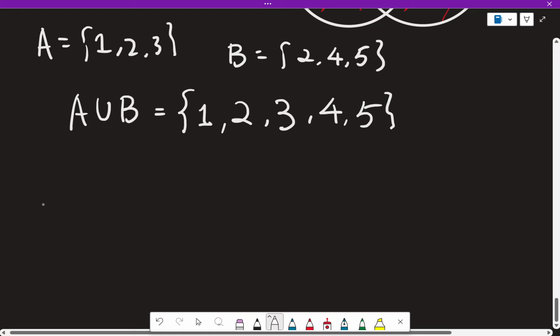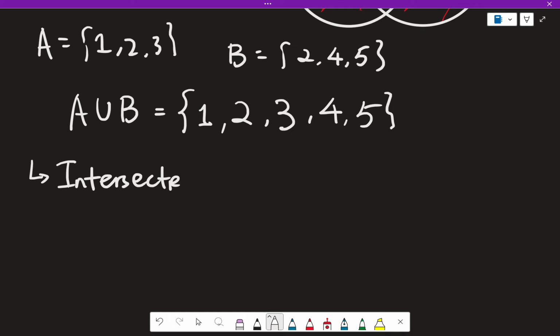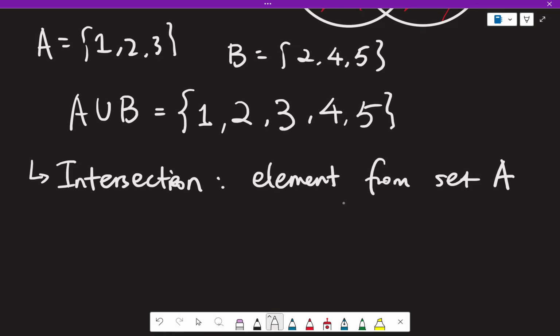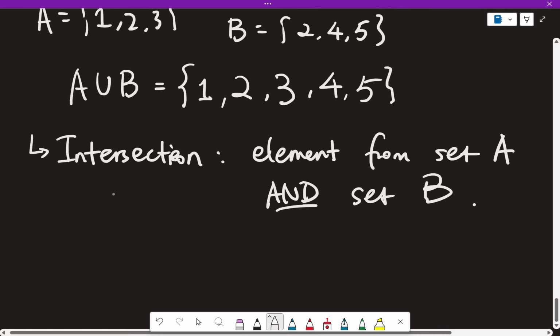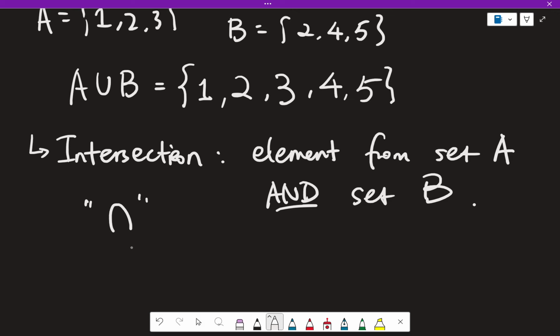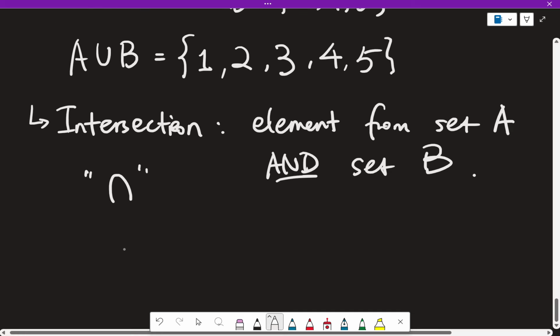The next concept is intersection. As suggested by the name, the intersection consists of the elements from set A and set B that need to appear in both sets at the same time. The symbol that we use to denote intersection is an upside down U, the upside down version of union. So we can say A intersection B.